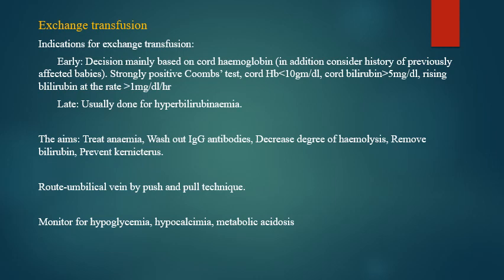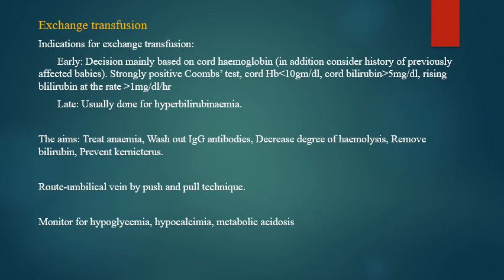So early indication, here the decision is mainly based on the cord hemoglobin level. If there is a strongly positive Coombs test, the cord hemoglobin level is less than 10 grams per deciliter, or the cord bilirubin level is more than 5 milligram per deciliter, or the bilirubin level rises at the rate of 1 milligram per deciliter per hour. And indications for late exchange transfusion is usually hyperbilirubinemia.